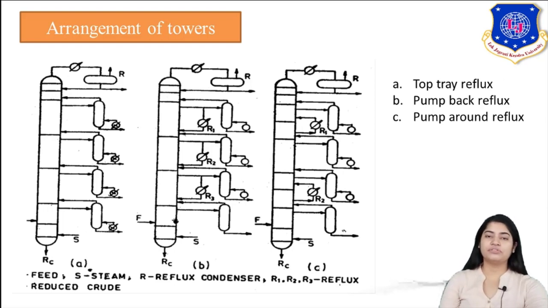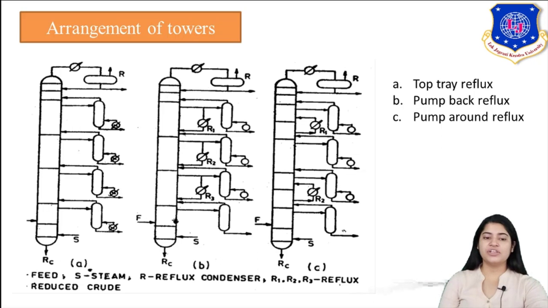So there are a total of 3 types of arrangement of towers based on how you keep your reflux. First one is top tray reflux, second one is pump back reflux, and third one is pump around reflux. In the first figure A, you can see that your reflux is provided only at the first tray. Only at the top part you can see your reflux is there.